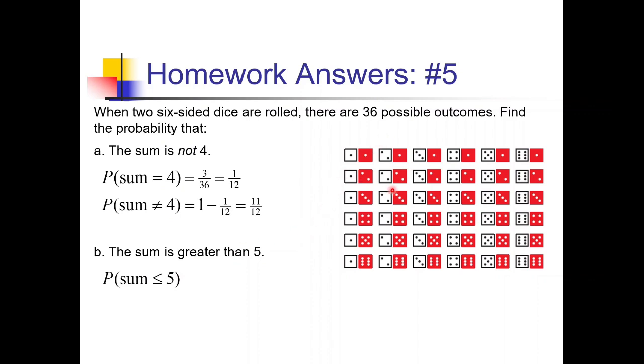That's going to be all the diagonals up to and including this 5 diagonal. So we have 1, 2, 3, 4, 5, 6, and then 7, 8, 9, 10 possibilities for 5 or less. So that's 10 out of 36, which I could reduce to 5 out of 18. So we've got 5 out of 18 that are not greater than 5. So the greater than 5s are going to be 1 minus 5 out of 18. That's 18 over 18 minus 5 over 18, which comes out to 13 over 18.